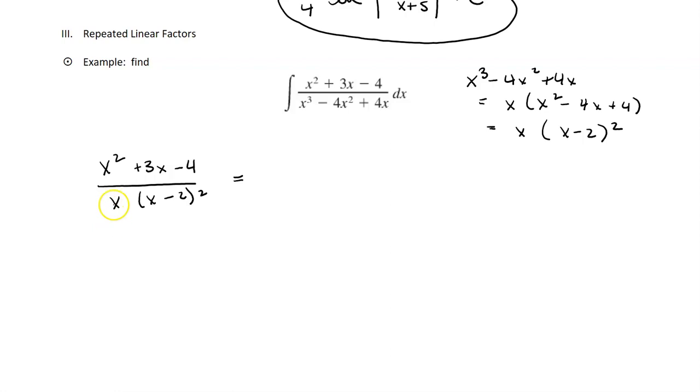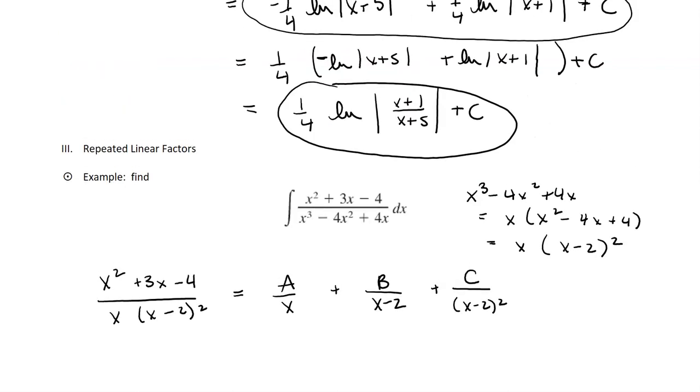So x is linear, x minus 2 is linear, but the x minus 2 is repeated. So I'll have a single a over x for this factor. I'll have a b over x minus 2 for the first copy of x minus 2. And then I'll have a c over x minus 2 squared for the second copy. And if you had had cubed, you would have plus d over x minus 2 cubed. It just keeps going for whatever power you have on that factor. So from here, the process is exactly the same.